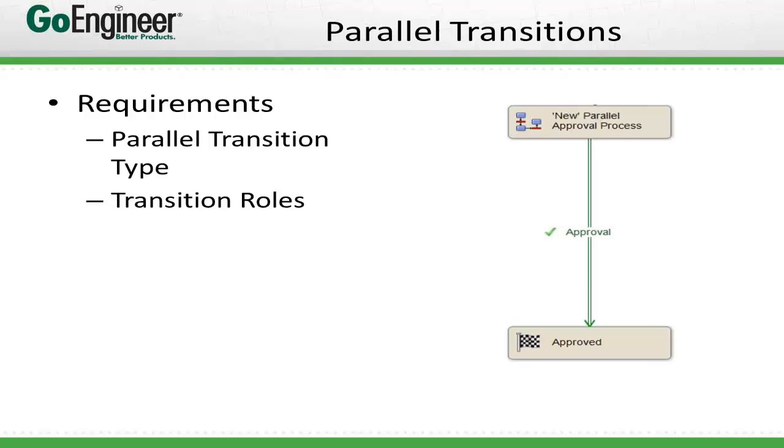So looking at this workflow that I've got on the screen, it actually provides for the exact same release process as the one in our previous example, but in this case there's only two requirements: the parallel transition type and transition roles. So much simpler from an administrative perspective. Okay, the parallel transition type is actually identified with a double line arrow and a green check mark next to the transition name.